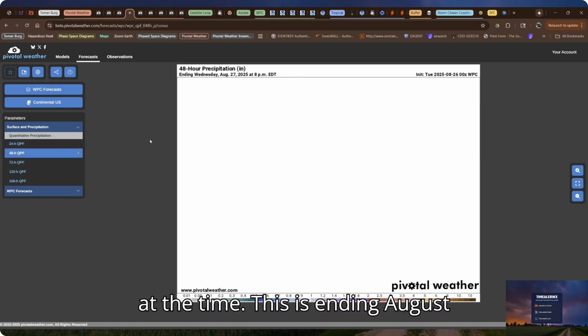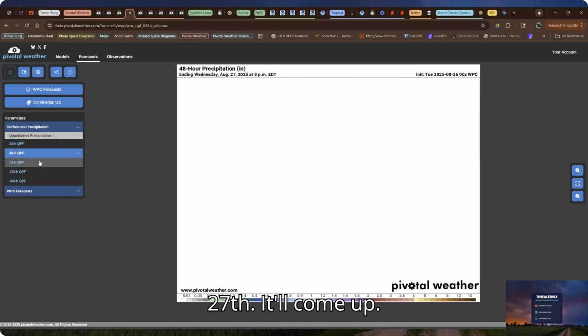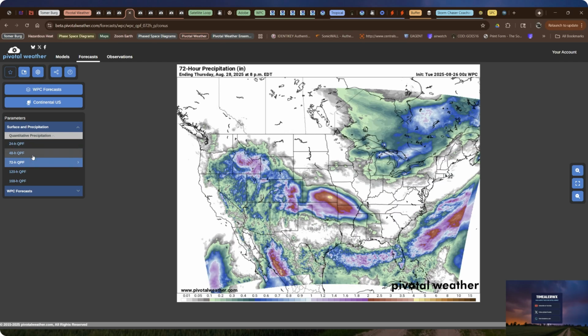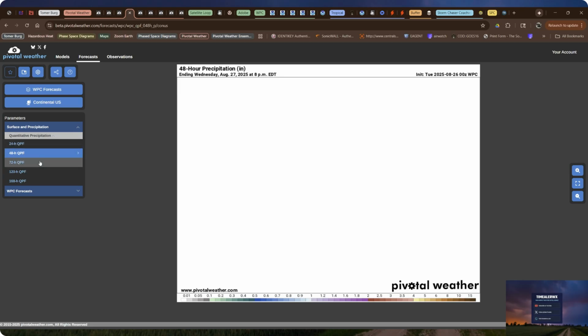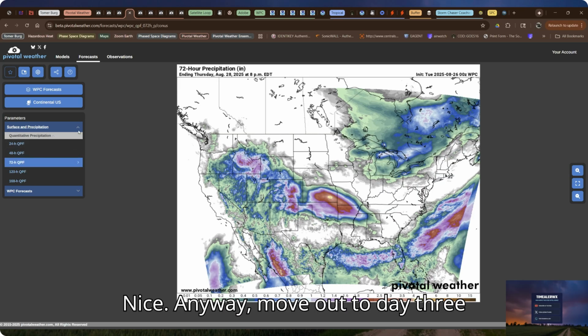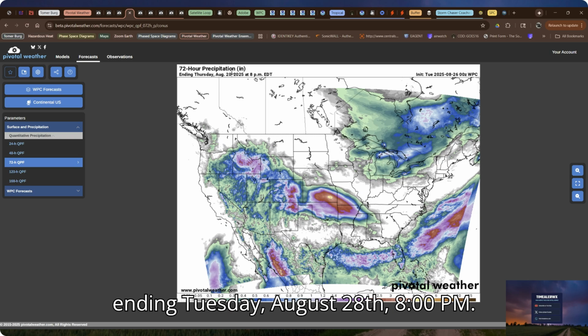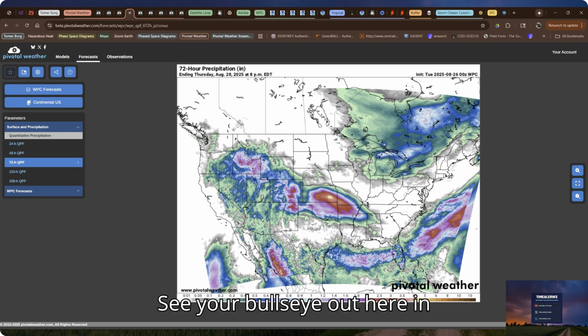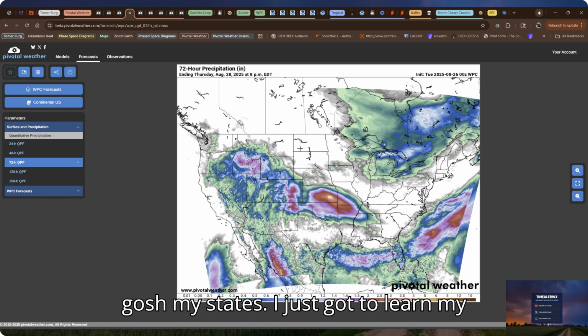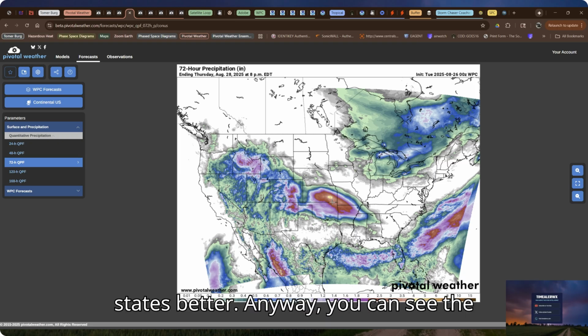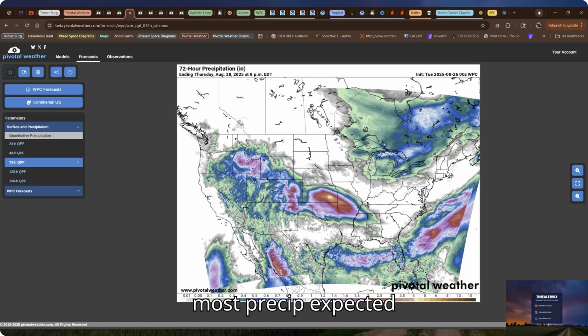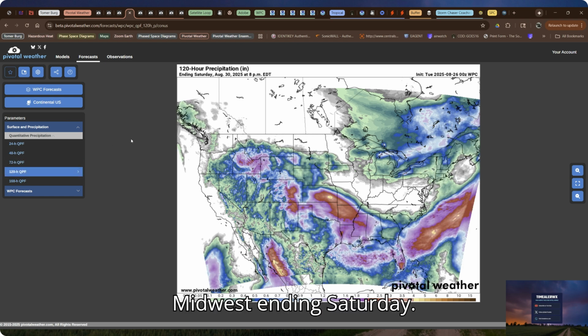Move ahead in time. This is ending August 27th. Move out to day three, ending Tuesday, August 28th, 8 p.m. See your bullseye out here in, gosh, my states. I just got to learn my states better. Anyway, you can see here the most precip is expected in the Midwest. Ending Saturday.